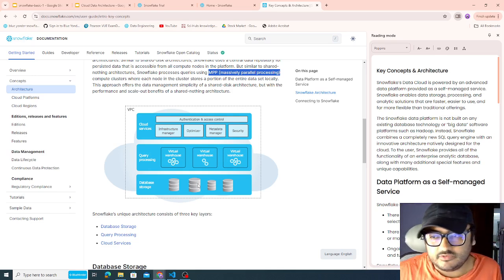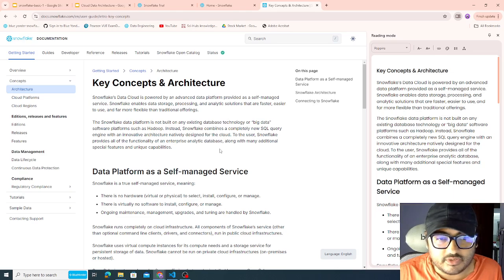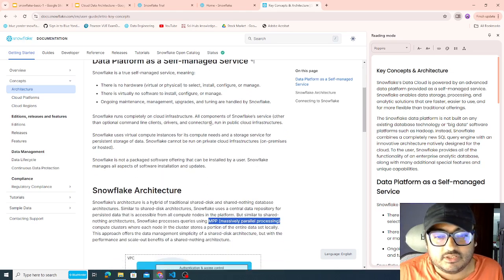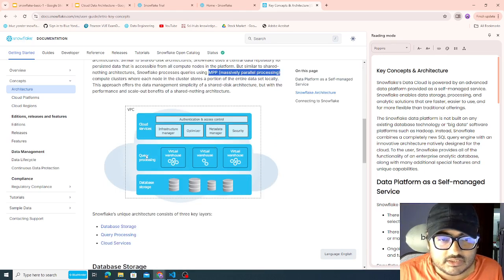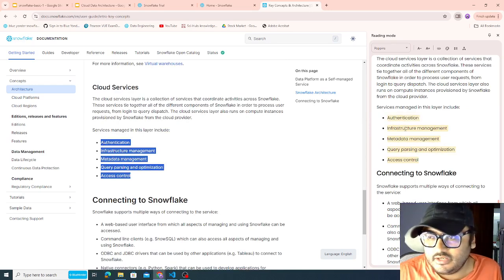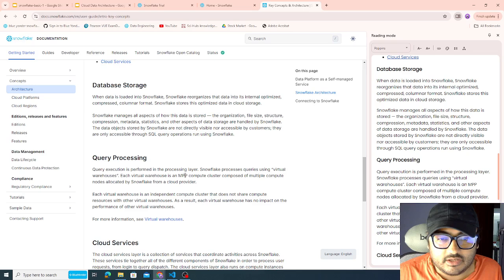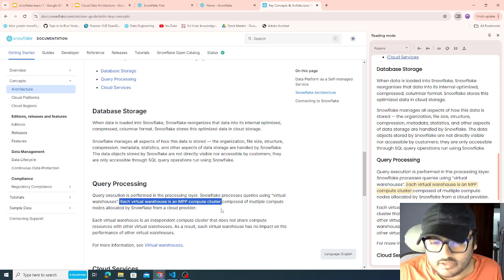So yeah, that's it for this video, and there are two or three things I will say to close up here. In architecture, what you have to remember is basically these three layers: processing, data storage, and cloud services. In cloud services, these five points you have to remember: it supports authentication, infrastructure, metadata, query parsing and optimization, and access control. Second, in processing, you have to understand that each virtual warehouse is nothing but an MPP compute cluster. That means parallel processing can be done in your compute clusters, basically.